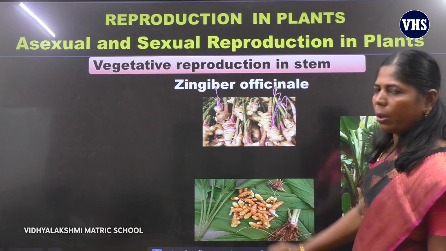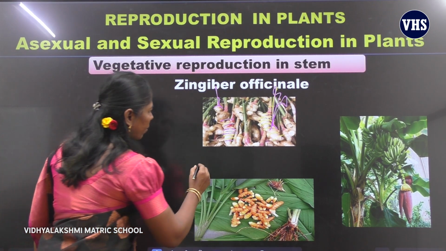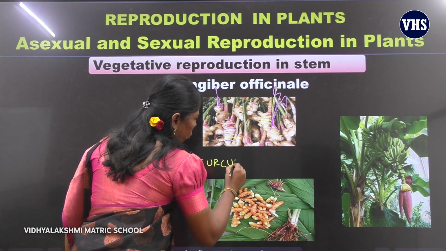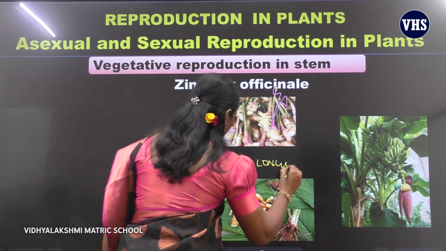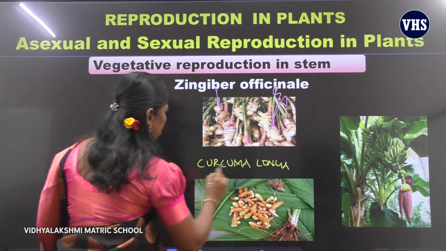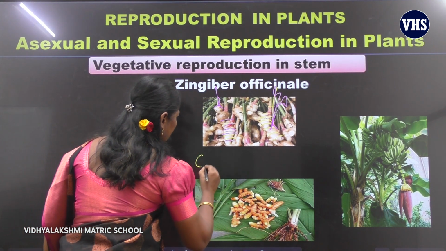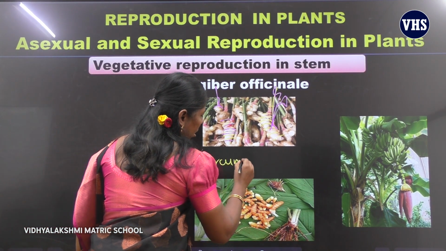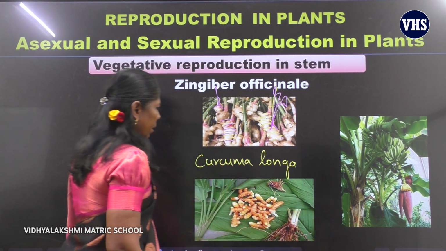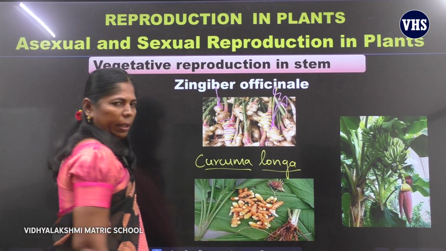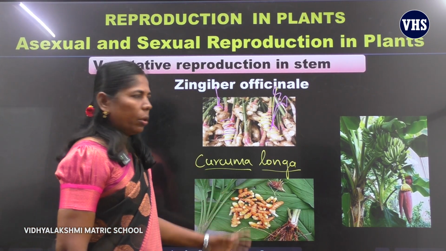So what about another one? That is Curcuma longa. So what is Curcuma longa? Actually we should write it in small letters, the binomial name: Curcuma longa. So that's turmeric. Curcuma longa is turmeric. Okay, this is also the same, the buds arise from the nodal region.